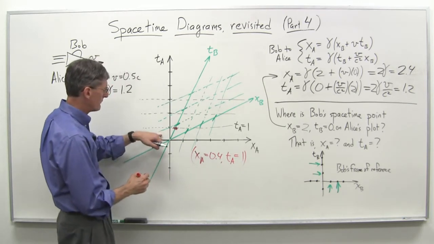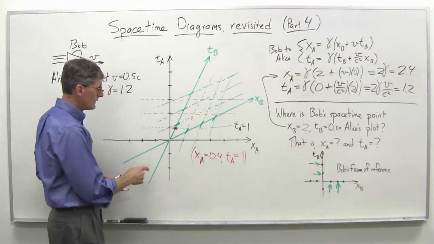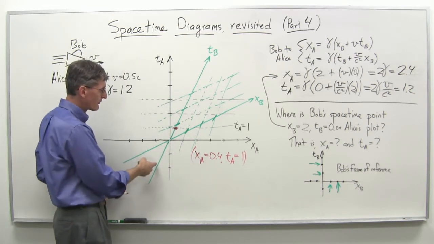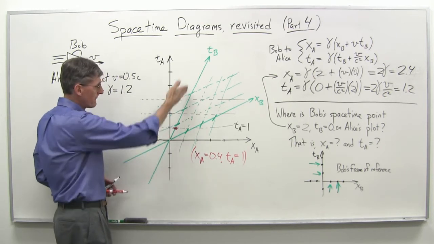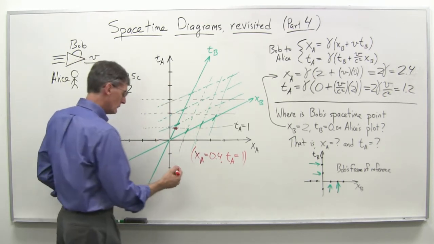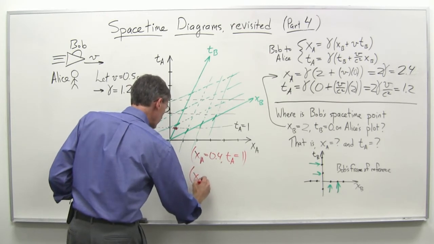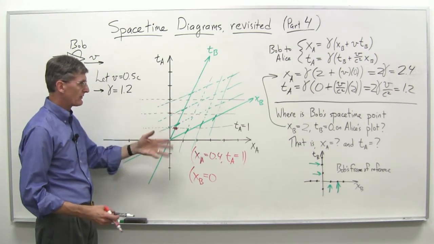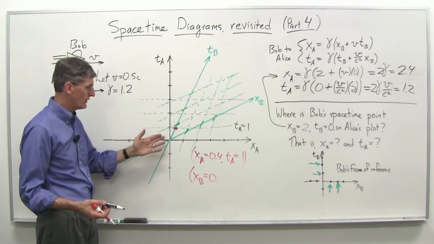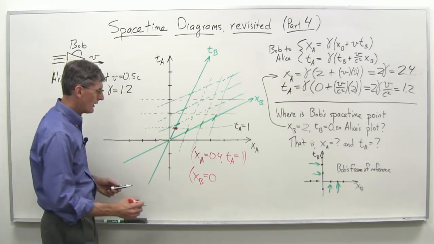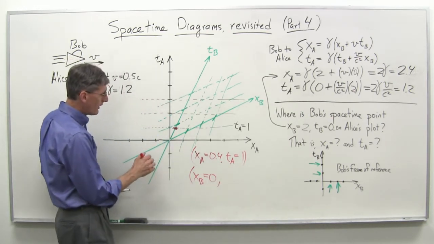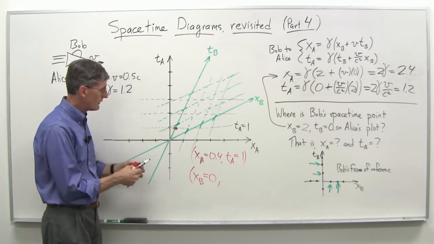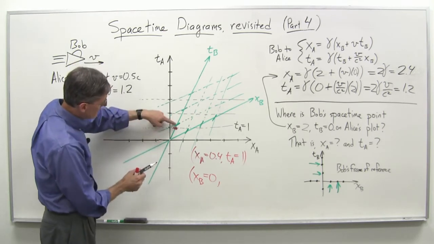So for this flash of light for Bob, clearly it's happening on his time axis, so that's x sub b equals 0 for him. Okay, it's happening right where he is, so it'd be x sub b equals 0, because the t sub b axis is, by definition, x sub b equals 0, his location. And what's the time for him? The time for him is, well, note where the t sub b equals 1 point is. It's right here. It's right there.